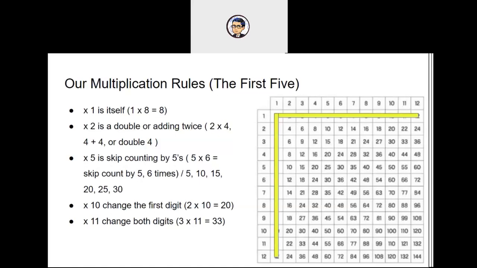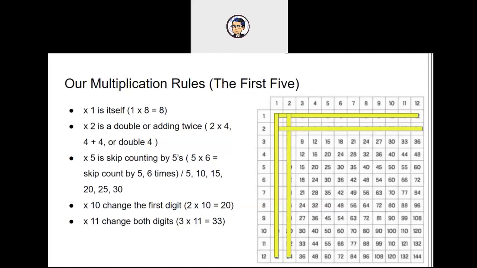If we look at 2 times tables, we are doubling. 2 times 4 is 8. We are doubling 4 to make 8. We can also think of our 2 times tables as repeated addition: 4 plus 4 equals 8. If we're saying 2 times 5, we're saying 5 plus 5, or double 5 equals 10. So we knock out those numbers.